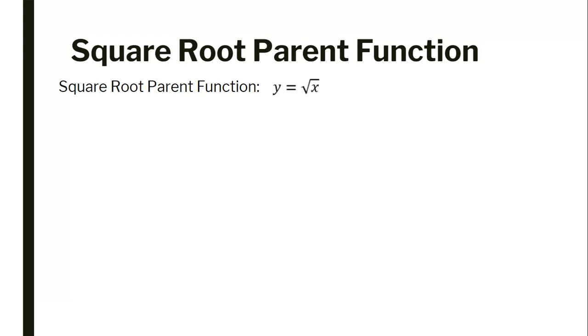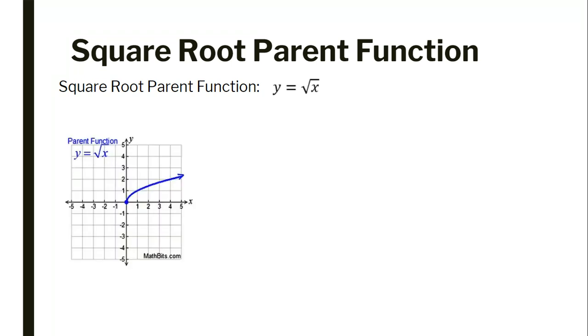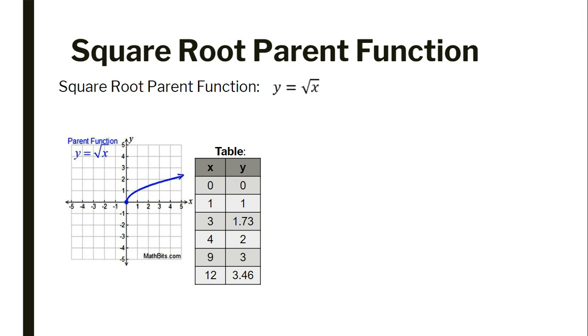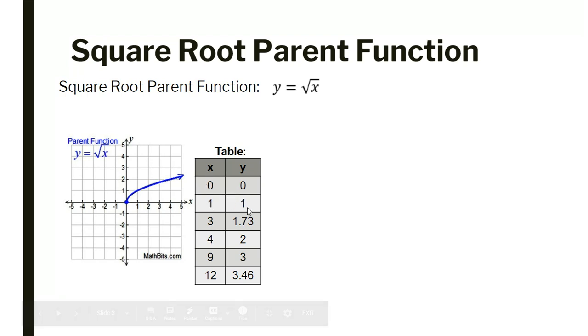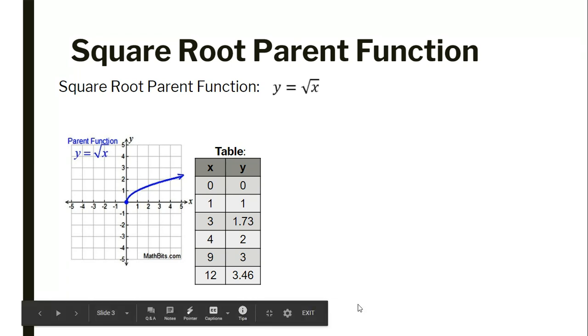So let's take a look at the square root function. It is y is equal to the square root of x. That's the parent function, the most simple form of a square root function. Now here's what the graph looks like. Here's what the table looks like. I want you to take particular note of the points 0, 0 and 1, 1. Those will be important when we get to the topic of transformations.